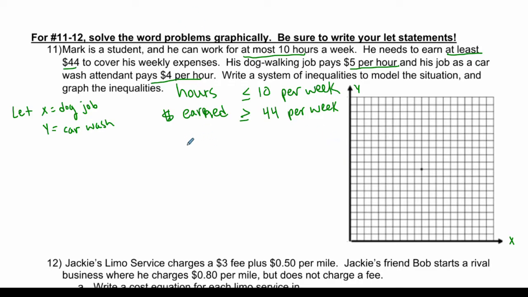Okay, so taking the equation for his hours, if he works x hours walking dogs plus y hours washing cars, that needs to be less than or equal to 10. Solving this for y, because we need to graph, we subtract x from both sides. And that gives us y is less than or equal to negative x plus 10, or 10 minus x. I'm going to write it this way.